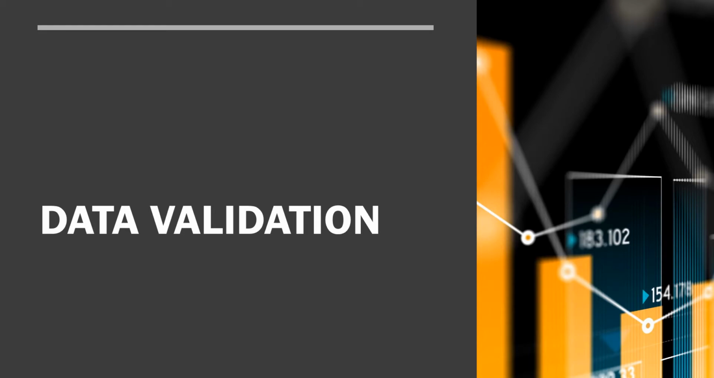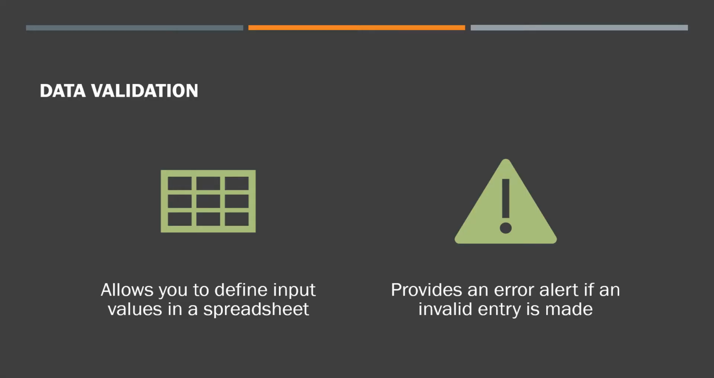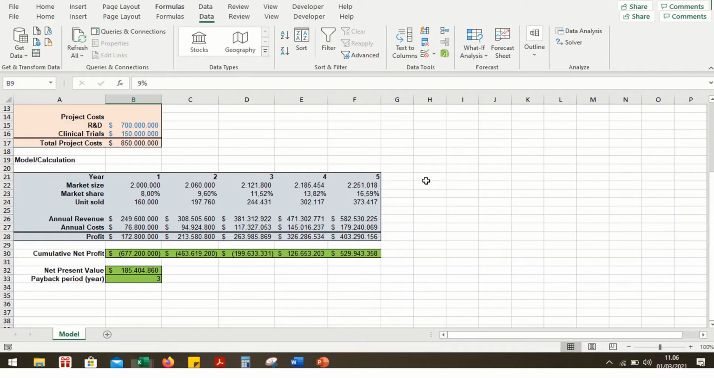Our next topic is data validation. We use data validation to define input values in a spreadsheet. For instance, in certain cells, you only allow a decimal or percentage or only a positive number. You can define it with data validation, and data validation can also provide an error alert if an invalid entry is made. So let's get back again to our Moore Pharmaceutical example.